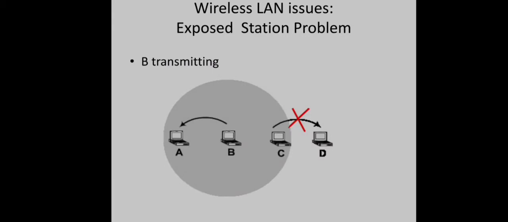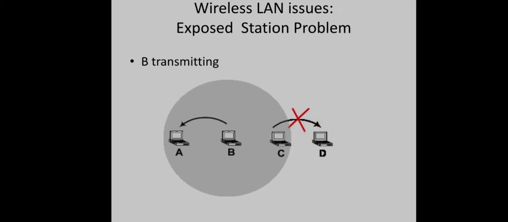Let us take the reverse situation. Here for B, A and C are visible. For C, B and D are visible. Now suppose B is transmitting a frame to A. At that time, if C senses the channel, it will hear an ongoing transmission from B and falsely conclude that it may not send to D. Actually, D is in this direction, and the receiver for this frame from B is in that direction. So C can actually send some data to D. There won't be any interference.